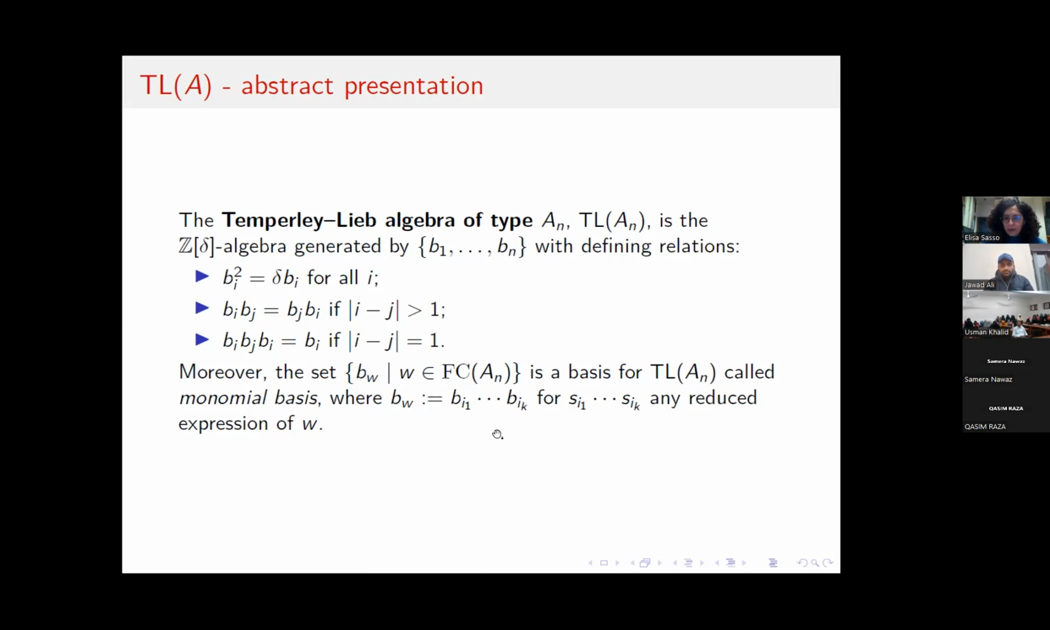All right, so that's the construction. If we consider the set of all b_w, where w are all the fully commutative elements of type A, this is an important basis of this abstract algebra, and it is called the monomial basis. So that's the construction, and this is all abstract.